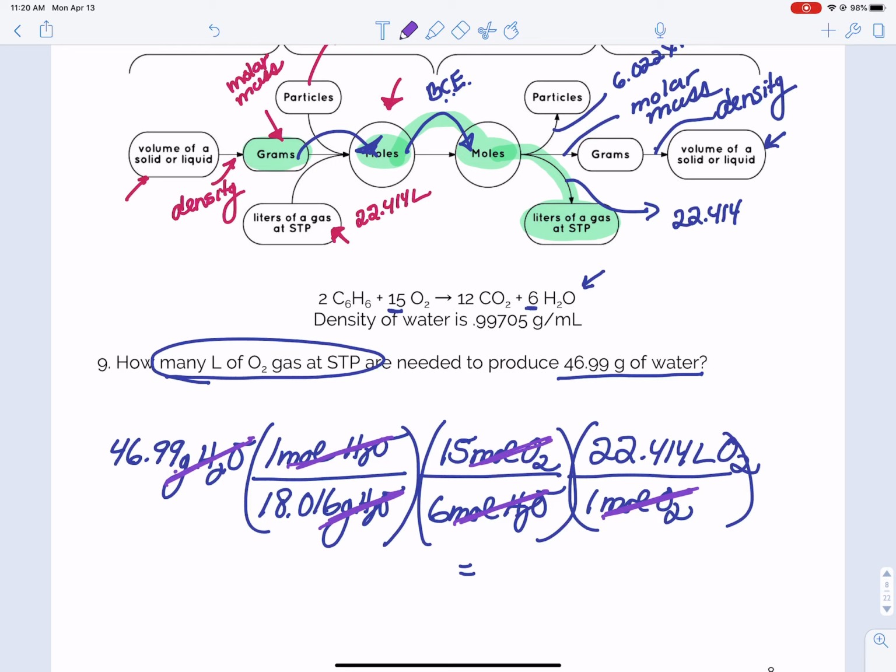46.99 divided by 18.016. I can skip the times 1 because I know in my calculator that's meaningless. Then I would do times 15 divided by 6 times 22.414. My answer comes out to be 1462 liters of oxygen gas at STP.